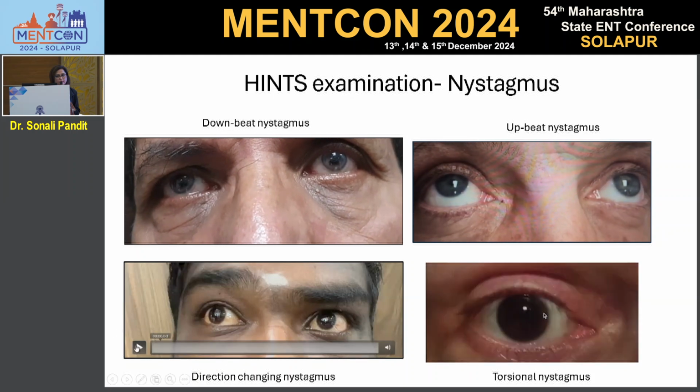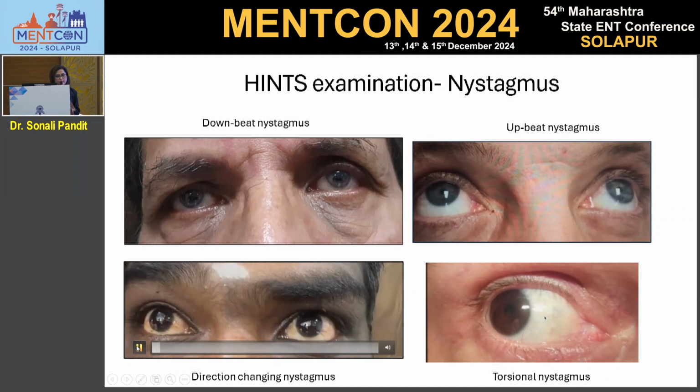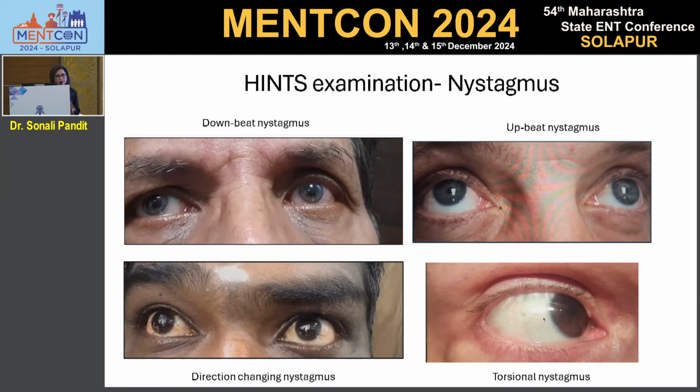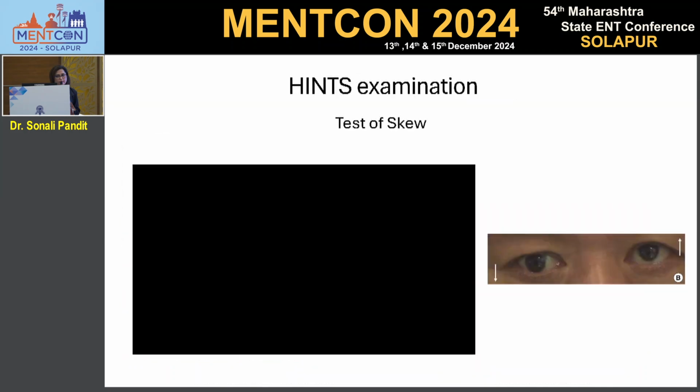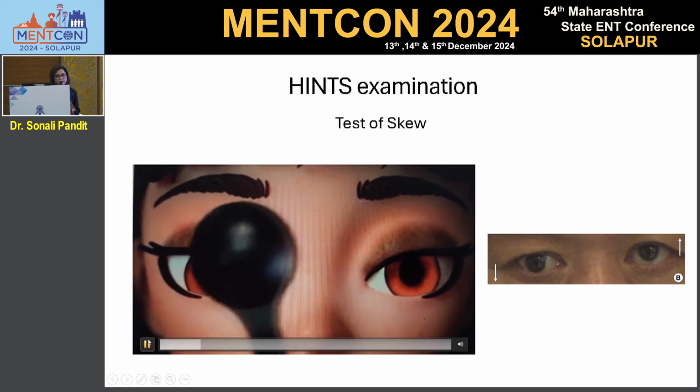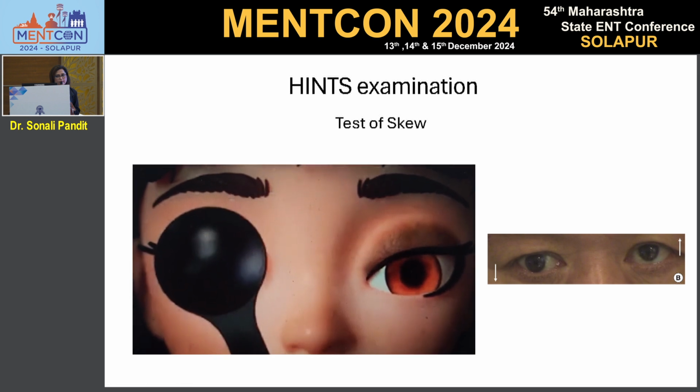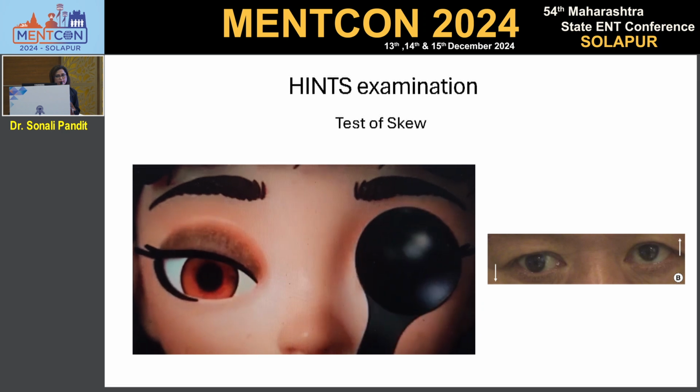And direction changing nystagmus more goes in favor of stroke. So, if you see these kinds of nystagmus patterns, think about stroke. Then the test of skew, not very commonly seen. So this is the cover-uncover test. If you see vertical misalignment of the eyes, it goes in favor of stroke.